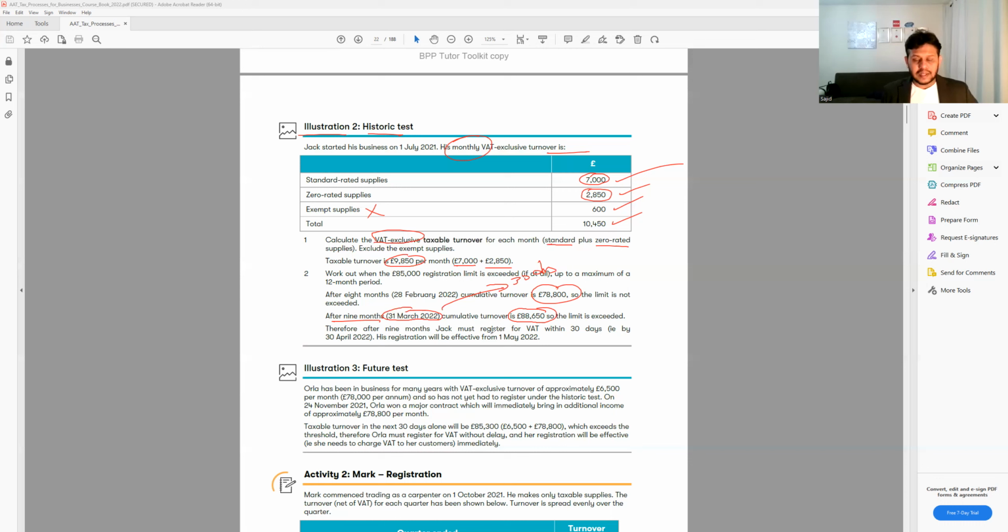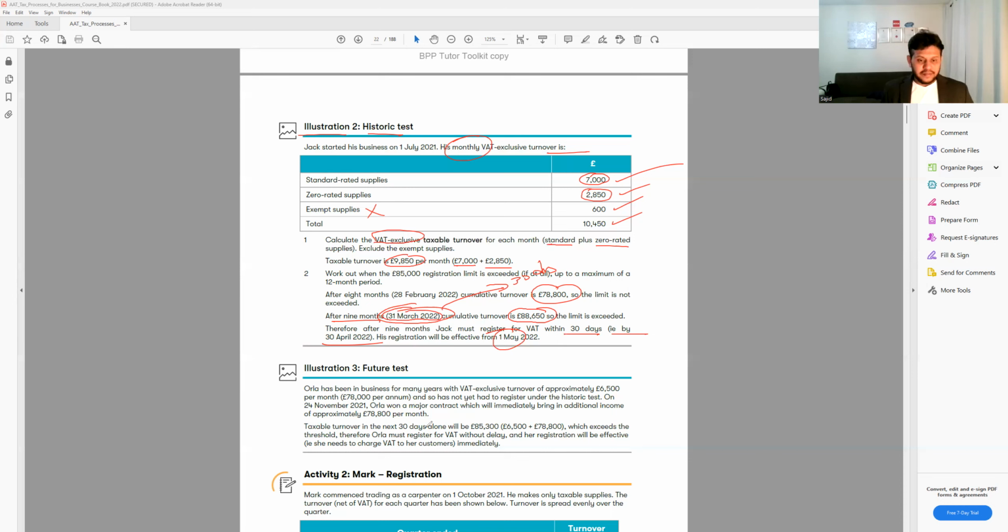Therefore, after 9 months, Jack must register for VAT within 30 days, for example by the 30th of April. So I can do it on the 7th of April, the 10th of April, but within the next 30 days I have to register with HMRC. And the registration will start from the end of the 30-day period. So here it is the 1st of May. So I reach the threshold on the 31st of March. Within 30 days, I have to tell HMRC. And after finishing the 30 days, at the beginning of the following month, my registration will start. So if I touch it on the 31st of March, by the 30th of April I have to tell HMRC. From the 1st of May, my VAT registration will start.